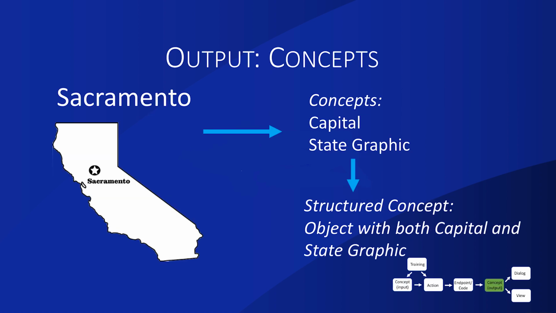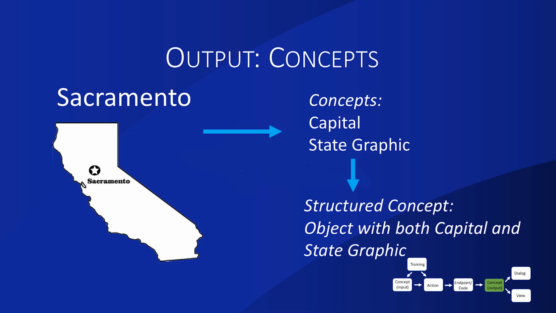And then on the output side, we're saying the capital of California is Sacramento. So we need that output capital, Sacramento in this state, and a state graphic that we show in the UI. So you can see a state graphic of California there. And because we have two output concepts, both a capital and a state graphic, we create what's called a structure concept. And all that is really is an object that holds both the capital and the state graphic.